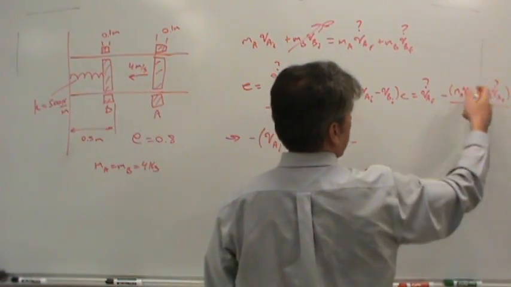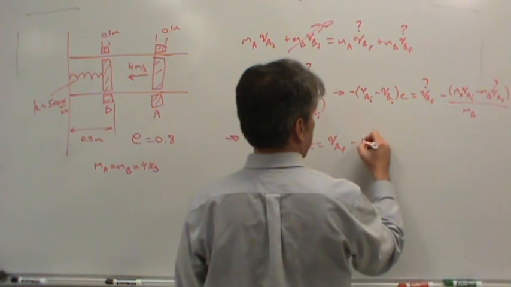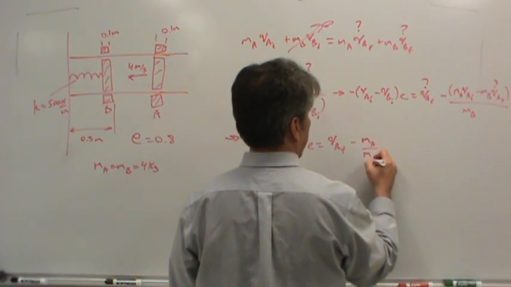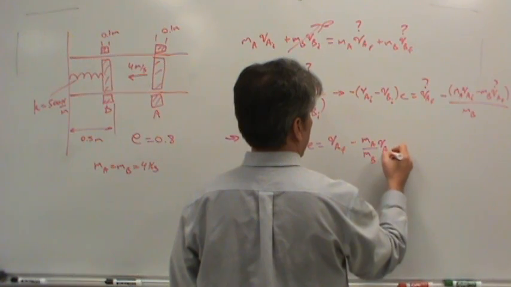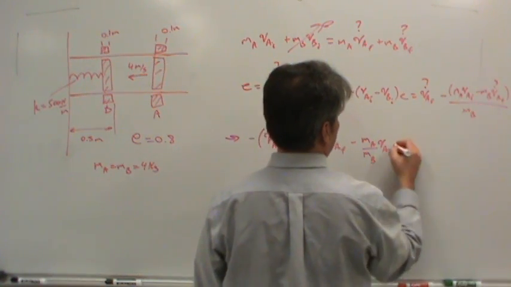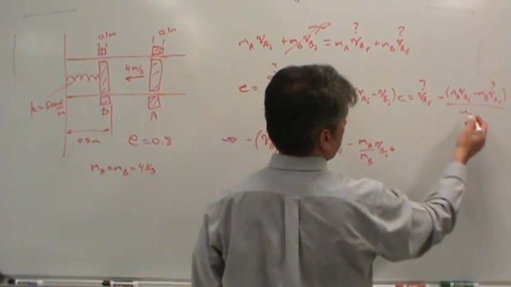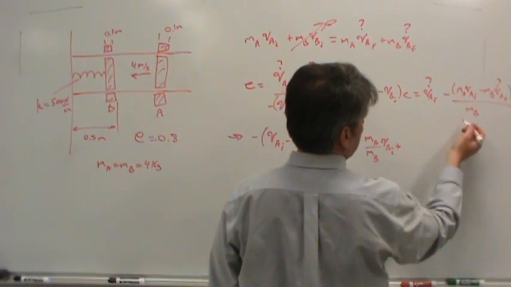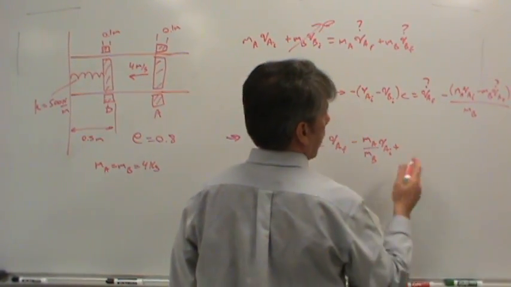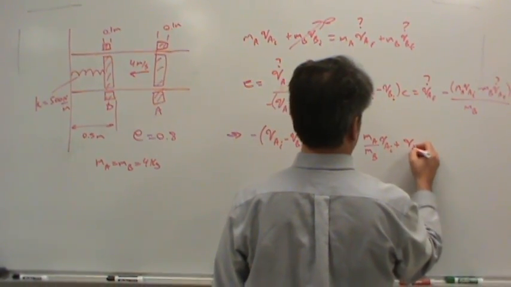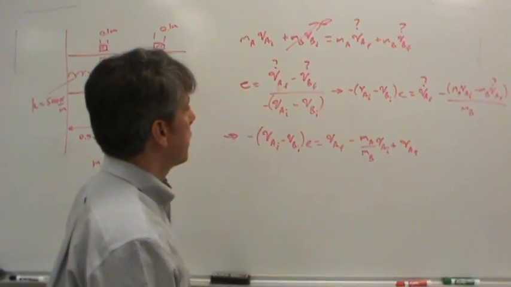And I'll separate out these two terms. So we'll have negative mass A over mass B, VA initial, but negative times negative is positive, so plus. You'll notice the mass of B will cancel, and all we will be left with is VA final. So actually that works out nicely.